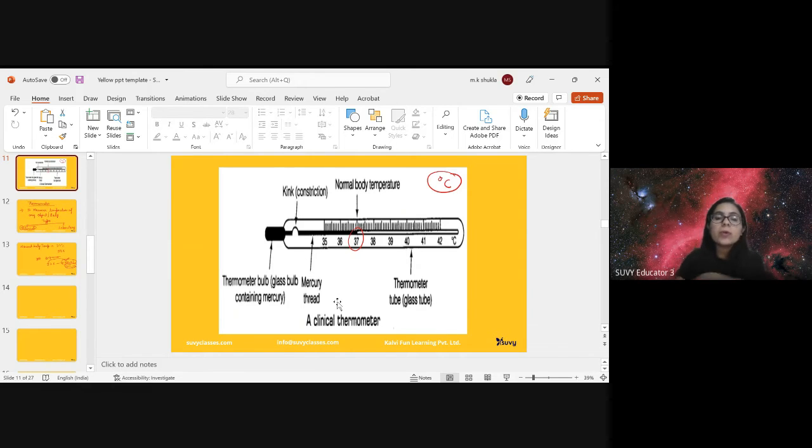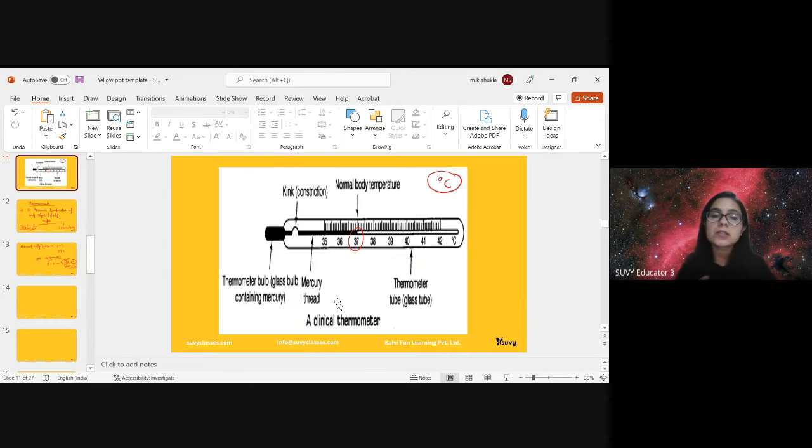A laboratory thermometer is basically used in labs for obtaining the temperature of organic and inorganic compounds. It is bigger in size, while the clinical thermometer is very small in size. The clinical thermometer is used at your home for measuring your body temperature and other temperatures.